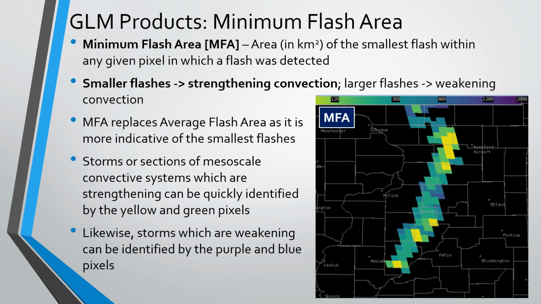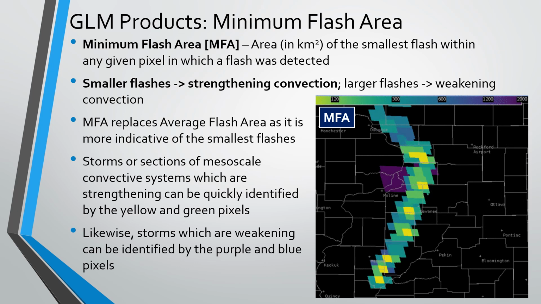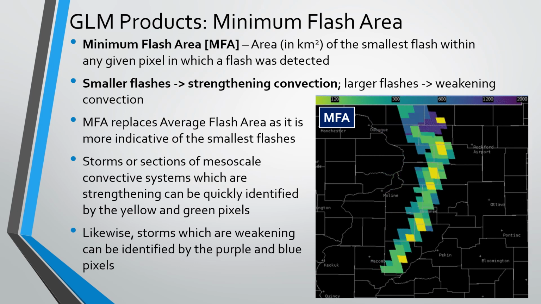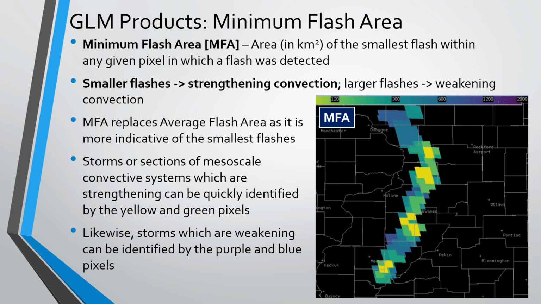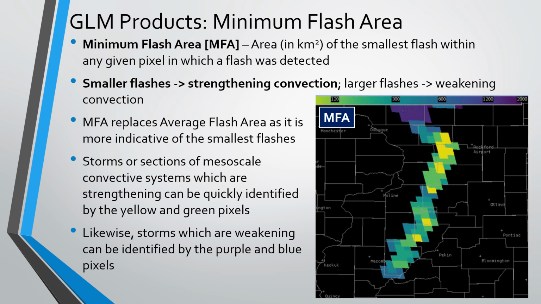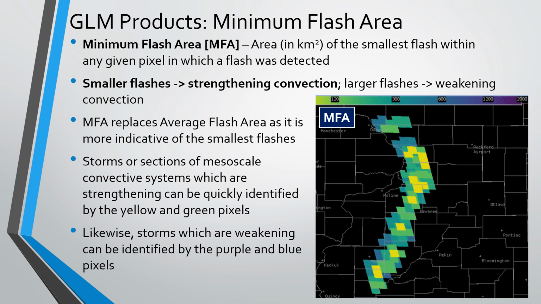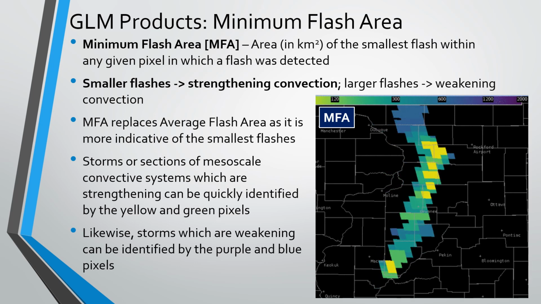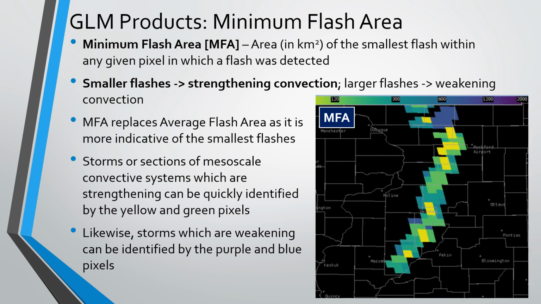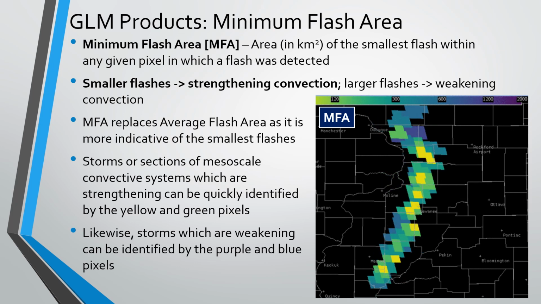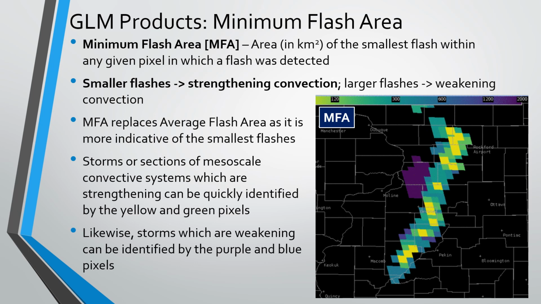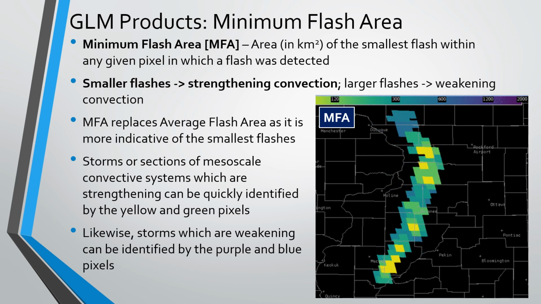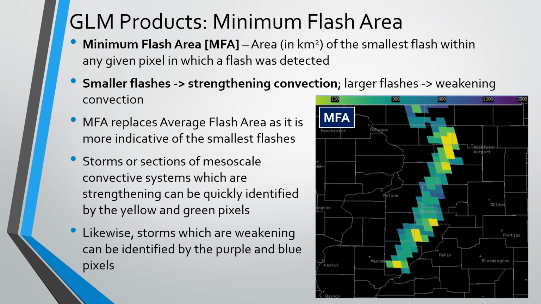That leads to many more smaller flashes in the strengthening updraft of a thunderstorm. And these many more smaller flashes show up as smaller values in minimum flash area. Minimum flash area goes down to 64 square kilometers, as we've said before, and those are represented by the gold pixels in the imagery in the right corner. Minimum flash area has replaced the average flash area product, as it is more indicative of the smallest flashes.